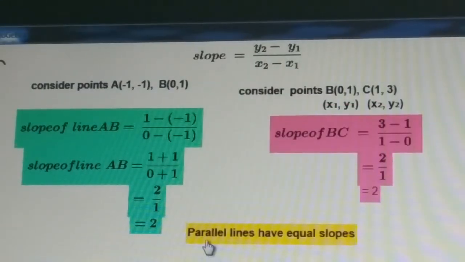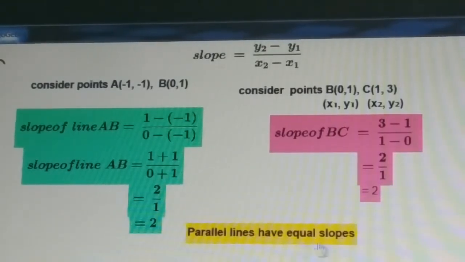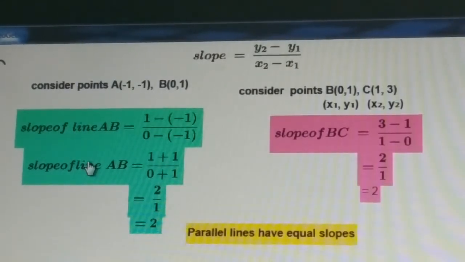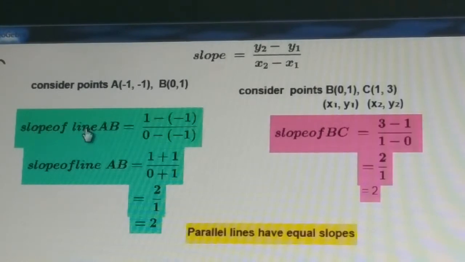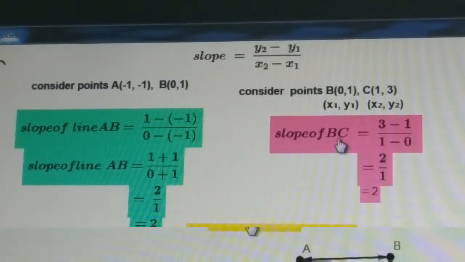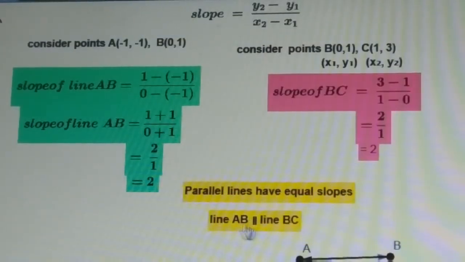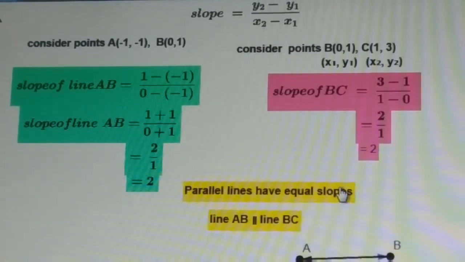Dear student, one most important note is that parallel lines have equal slopes. Parallel lines have equal slopes. Therefore, here slope of line AB is 2 and slope of BC is also 2, and therefore we can say that line AB is parallel to line BC. What we have proved here is line AB is parallel to line BC. Why is it so? Because parallel lines have equal slopes.